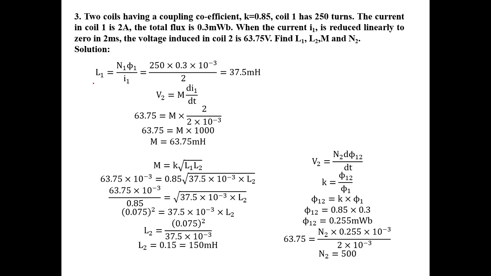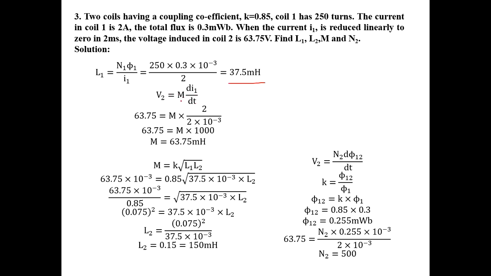First L1. We know that self-inductance L1 is equal to N1 φ1 divided by I1. We know all these values, we just have to substitute them and we get the answer 37.5 millihenry. Next V2, which is equal to, we know the relation, V2 is equal to M into dI1 divided by dt.